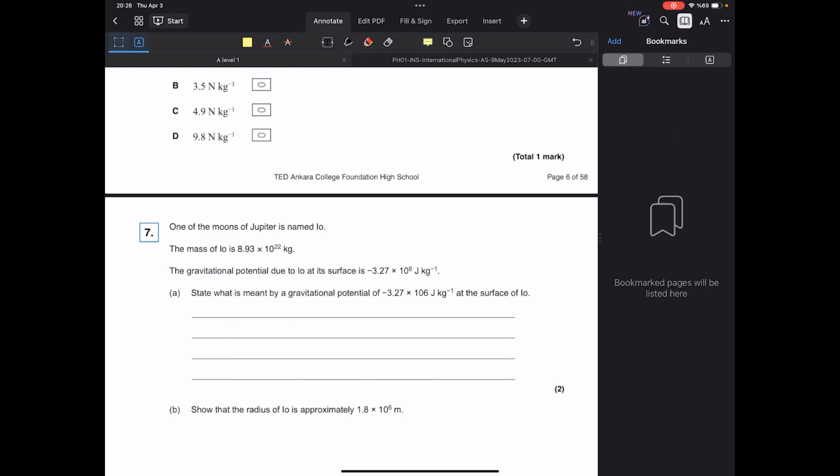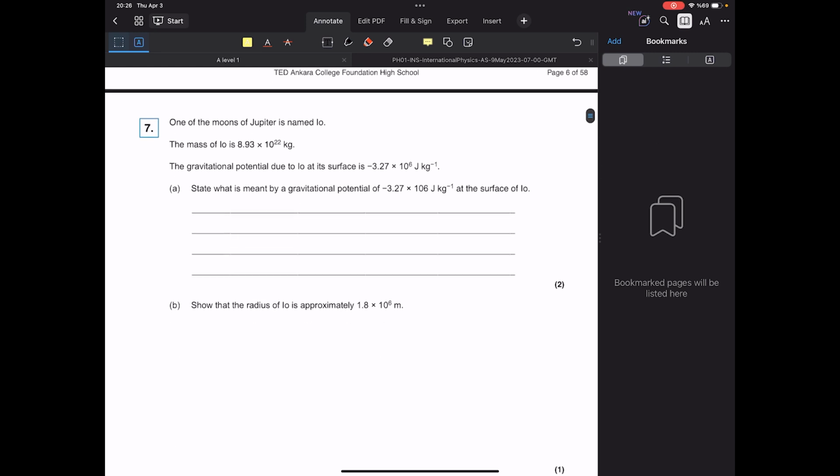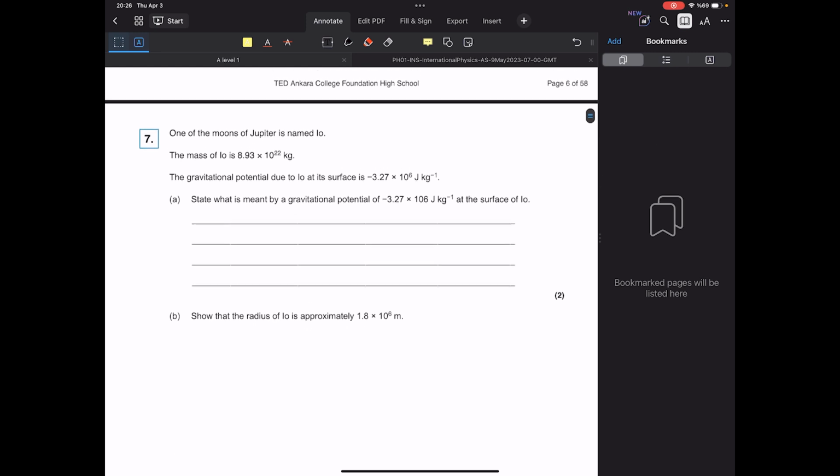Alright, so here's another question. One of the moons of the planet Jupiter is named Io, and we are given the mass and the gravitational potential due to Io at its surface. State what is meant by a gravitational potential of that.